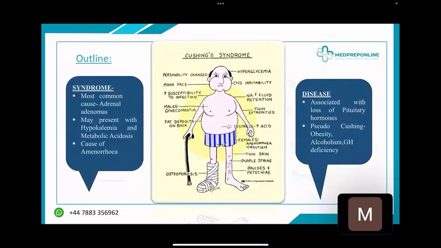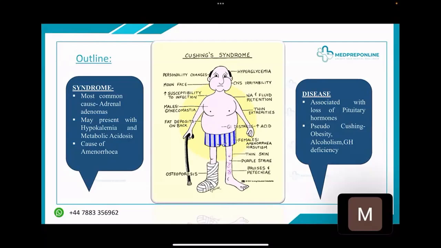Now, this is a very important and very useful diagram, which will show you all the effects and all the symptoms of Cushing syndrome. As we saw, for adrenal pathology, the most common cause is adrenal adenomas. So don't get confused. Overall, it is iatrogenic. It can also present with hypokalemia and metabolic acidosis. We'll see why. In females, it is a cause of amenorrhea and infertility. So when you get patients in the clinic, this has to be one of the conditions ruled out if a patient is on prolonged steroid use.